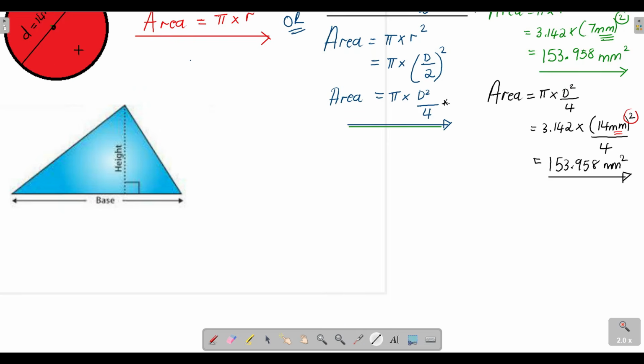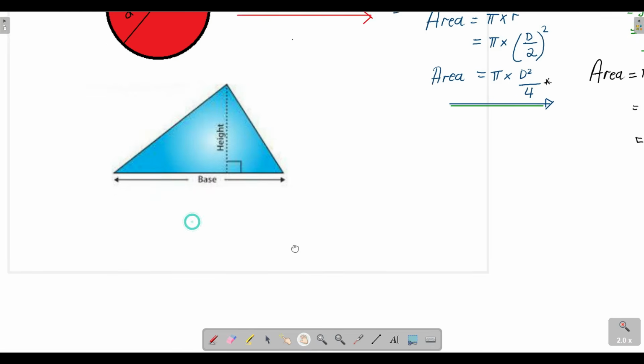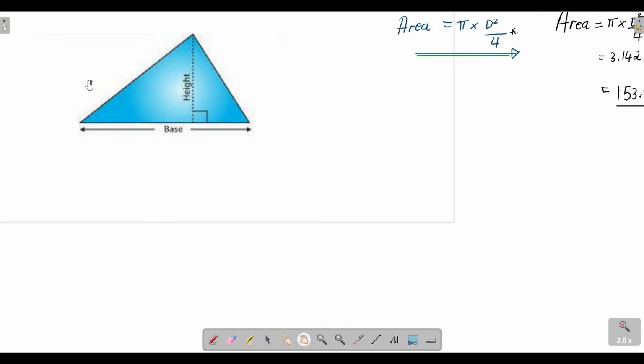And lastly, guys, how would we then calculate the area of a triangle? Okay. So in this case, we are given a triangle. We are given the base of this triangle. And we're also given the perpendicular height. This base is at 90 degrees to this height. It's the perpendicular height.